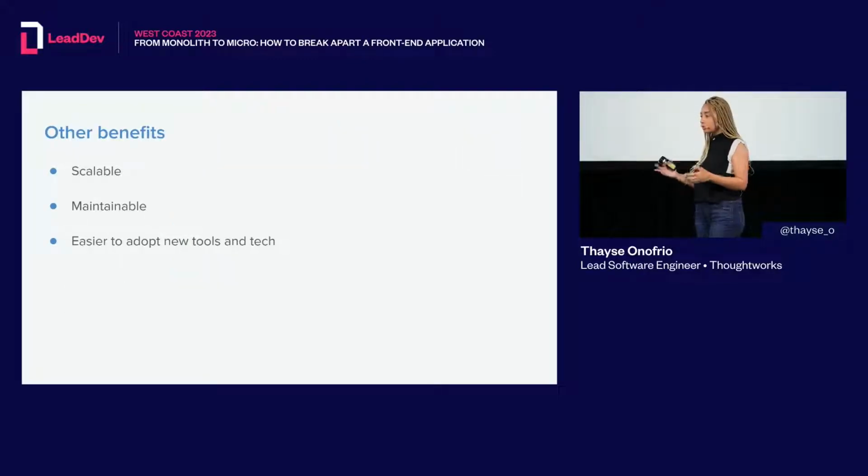Besides each team having ownership of their own applications, there are other benefits with micro frontends. So there is scalability. It's easier to scale only the parts of the application that you really need to. It's easier to maintain as well, so easier to make changes to everything and to add new functionality to it. And also easier to adopt new tools and tech because you don't have this dependency between other teams and you have a lot of ownership of what you are developing.